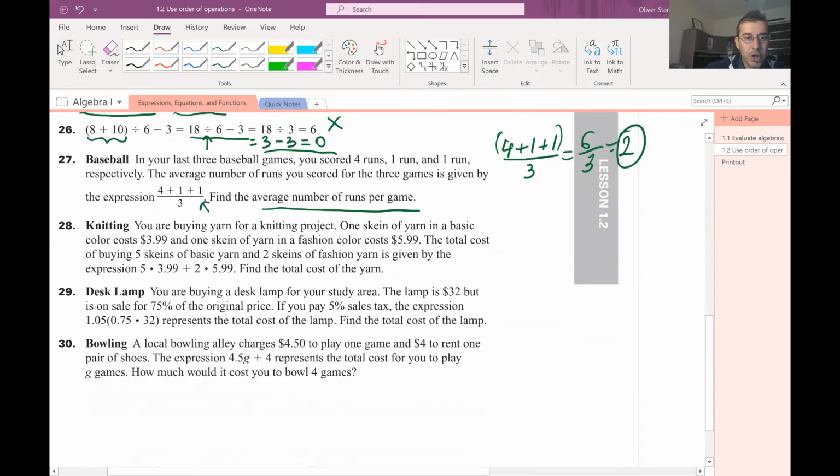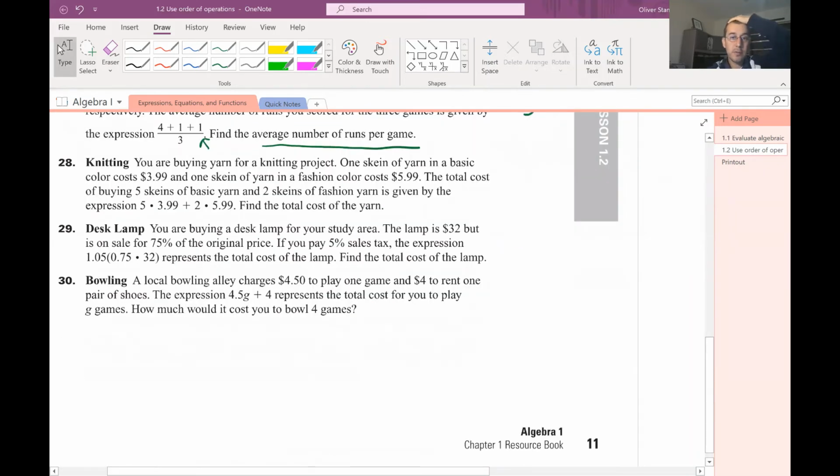28. Knitting. You're buying yarn for a knitting project. 1 skein of yarn in a basic color costs $3.99, and 1 skein of yarn in a fashion color costs $5.99. The total cost of buying 5 skeins of basic yarn and 2 skeins of fashion yarn is given by the expression 5 times 3.99 plus 2 times 5.99. Find the total cost of the yarn. You just have to evaluate this expression. So let's do it here on the side.